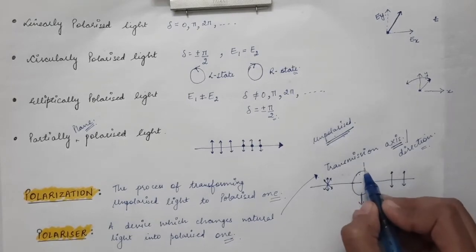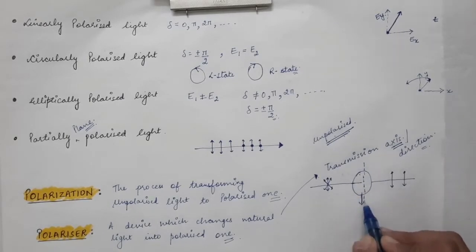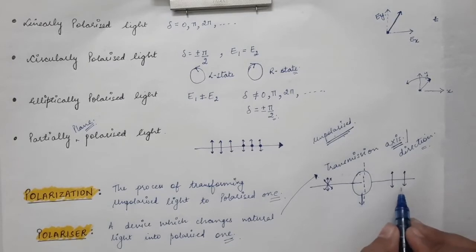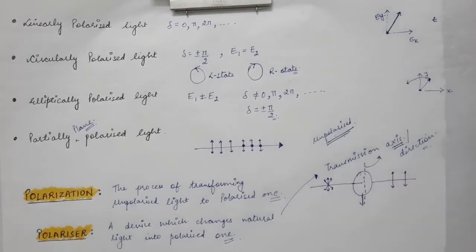So this axis, this direction, the direction along which the electric field is allowed to pass through the polarizer, is called the transmission axis or transmission direction. So every polarizer, because a polarizer converts the unpolarized light into polarized one, will have a transmission axis or direction.